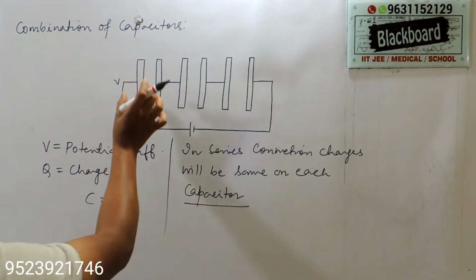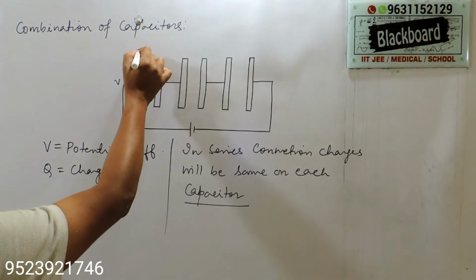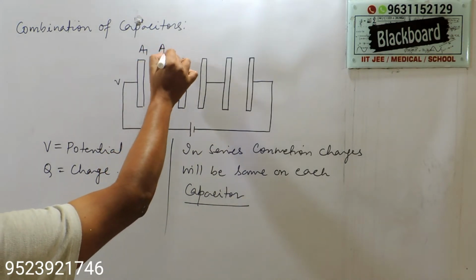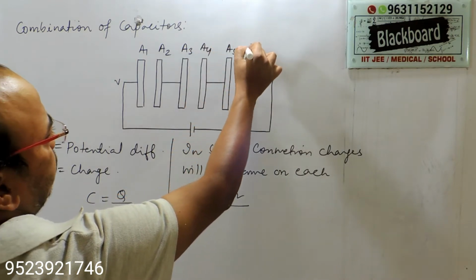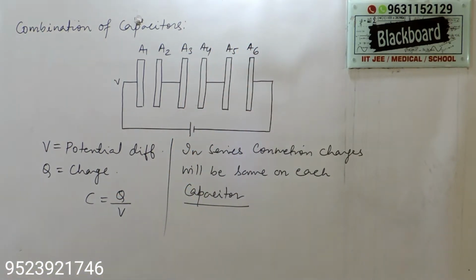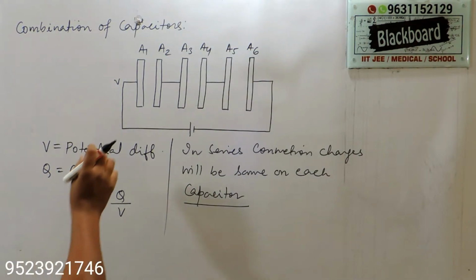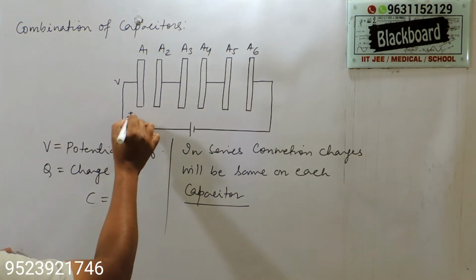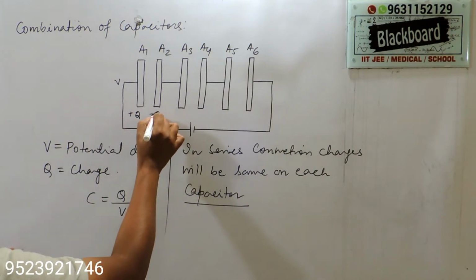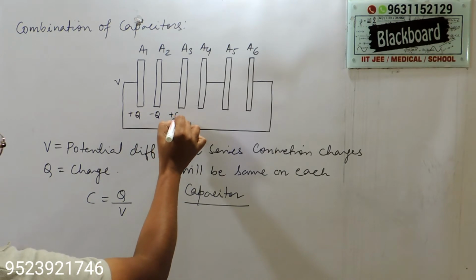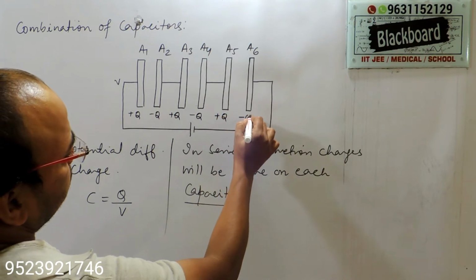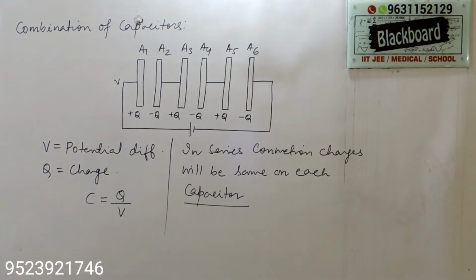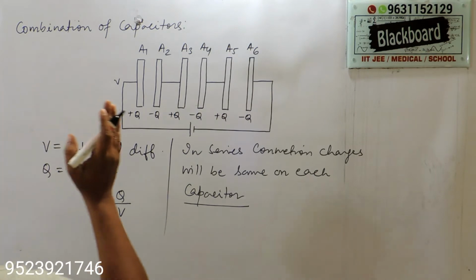Here there are 3 pairs. Let this plate be A1, this A2, this A3, this A4, this A5, and this A6. That means there are a total of 6 plates and 3 pairs. Let this plate have positive charge plus Q, this minus Q, here plus Q charge, again minus Q, here again plus Q, and here minus Q charge on the individual plates.